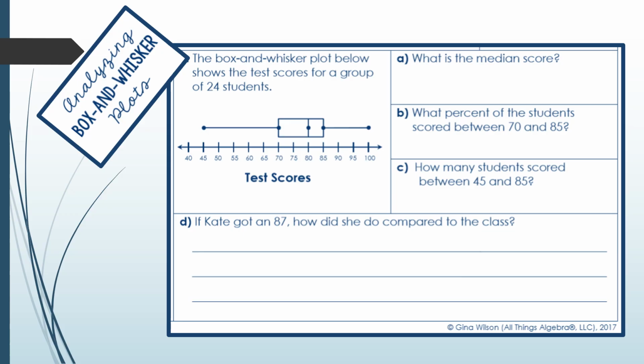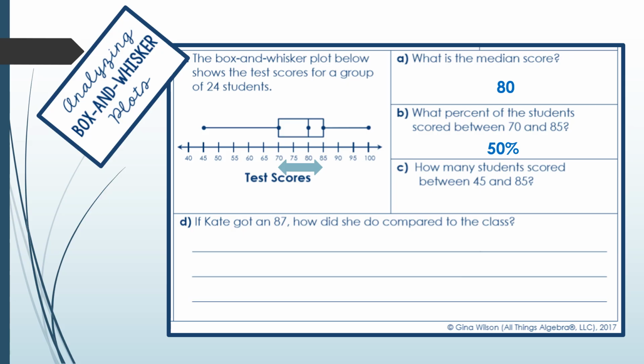Analyzing box and whisker plots, or just box plots. The box and whisker plot below shows the test scores for a group of 24 students. What is the median score? Median's right there, which is 80. What percent of the students scored between 70 and 85? That's right in there. That's the middle 50%.